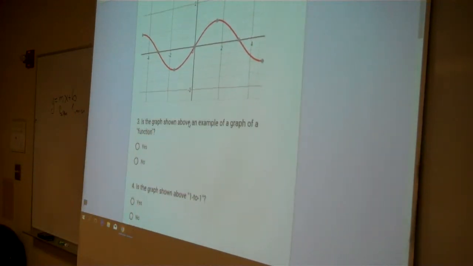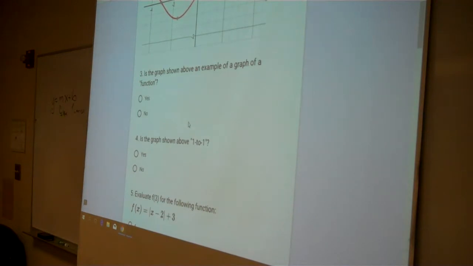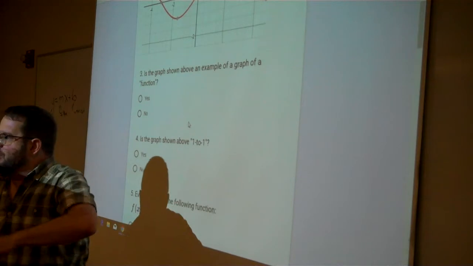The second one though has some trickier vocabulary. Is the function shown above 1 to 1? No. What's wrong with it? Yeah, Jacob. Does it pass the horizontal line test? That's right. The function is 1 to 1 is another way of saying the function passes the horizontal line test. In other words, where we draw a horizontal line through the function and it crosses no more than once.